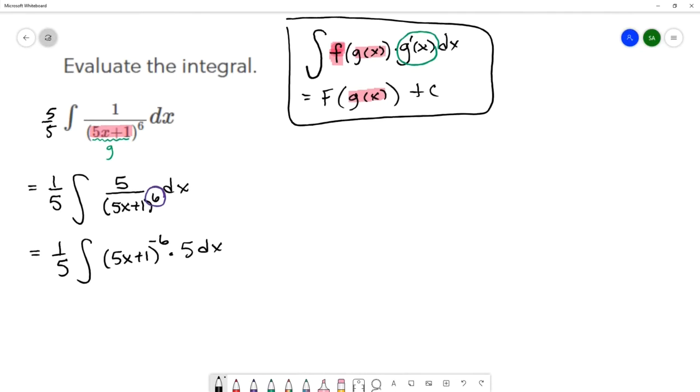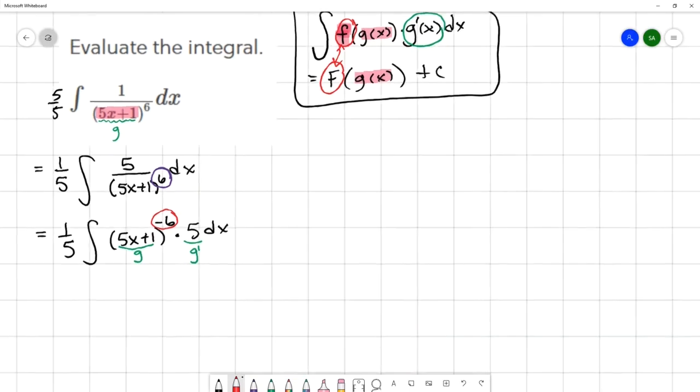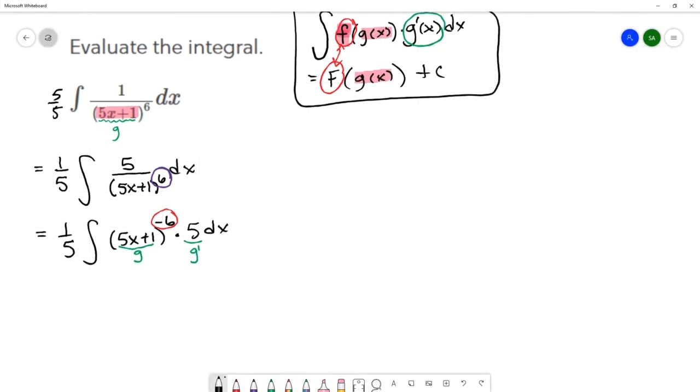We have an inside function, which is our g. We have the derivative of that inside function, and then we have our outside function, and our outside function is a power. And so this f and the antiderivative of f will be following the power rule because f is a power. So that tells me that outside function tells me the antiderivative rule to follow.